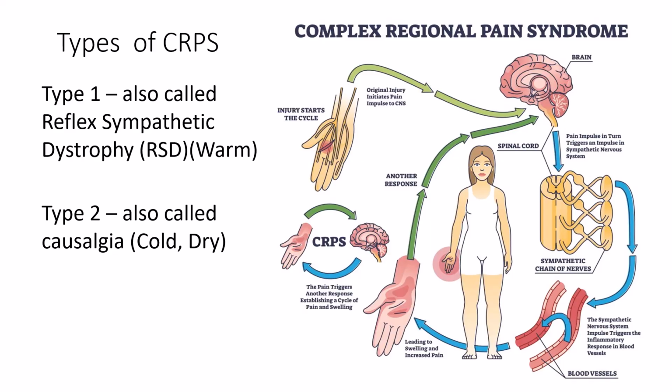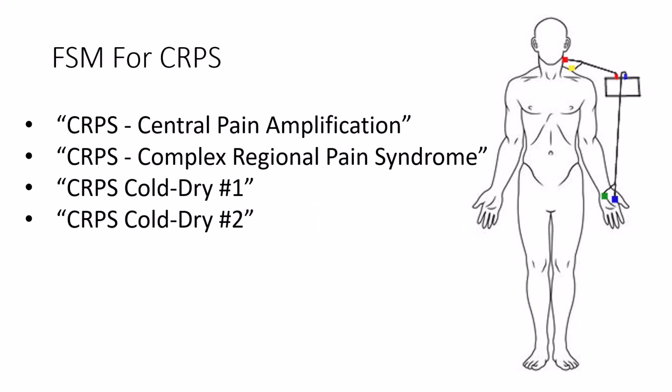There are two types of CRPS. In type 1, there is no damage to the nerves to the area. This has also been called reflex sympathetic dystrophy, or RSD. In type 2, there is injury to the nerves supplying the area of pain. This type has also been called causalgia. Here are several FSM protocols for CRPS. People sometimes wonder why there would be more than one protocol for the same condition.